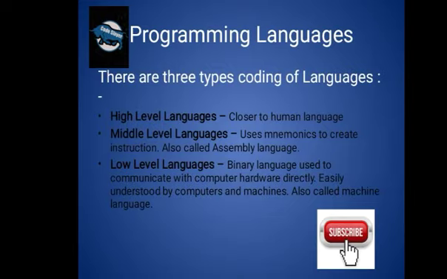Now let's move towards low level language. Low level language is a binary language, that is, it uses ones and zeros to perform some tasks or give instructions to the computer. This is usually used to directly communicate with the computer hardware. It is also called machine language because it is only understood by machines.